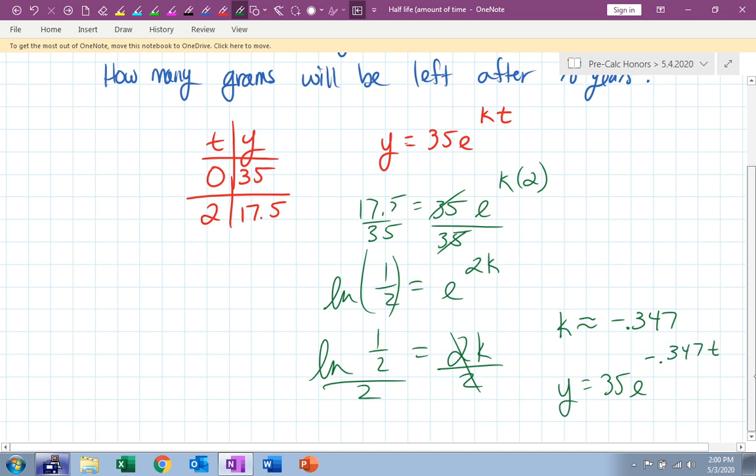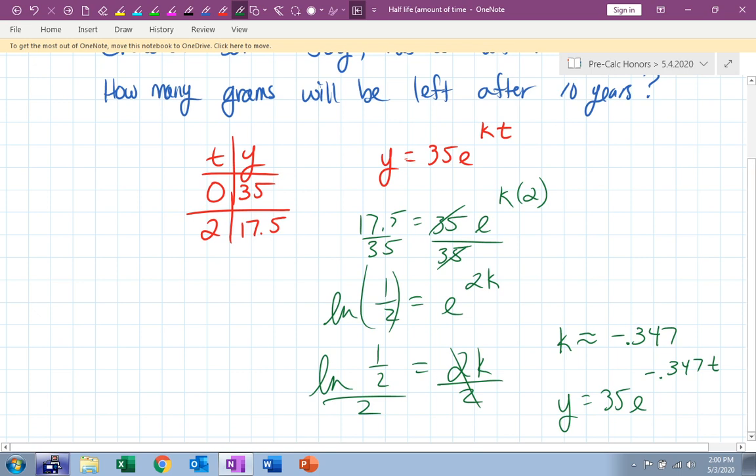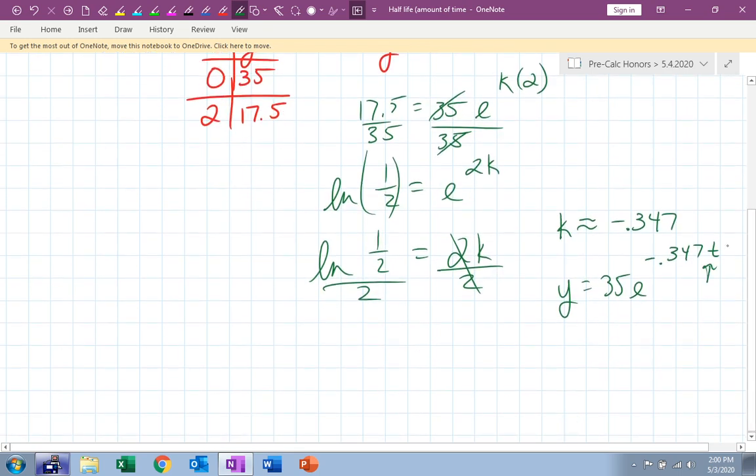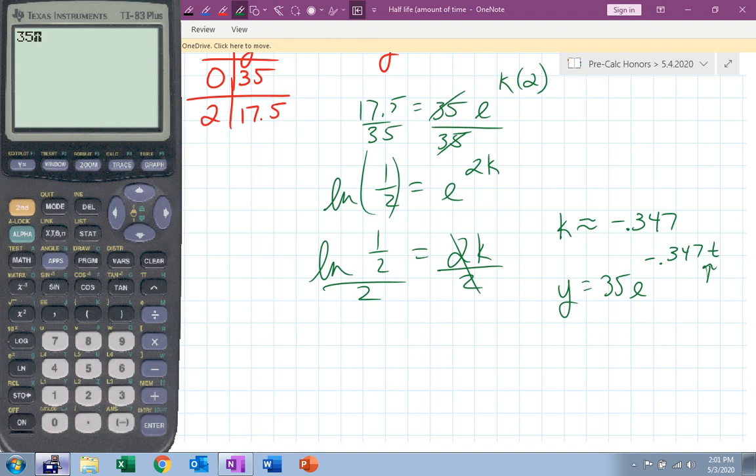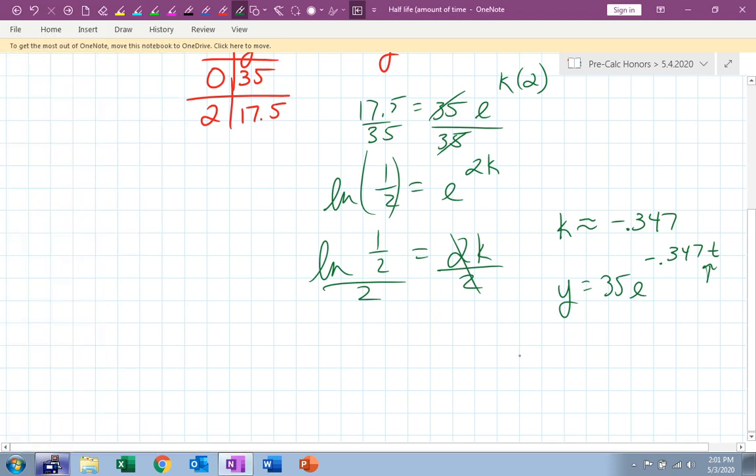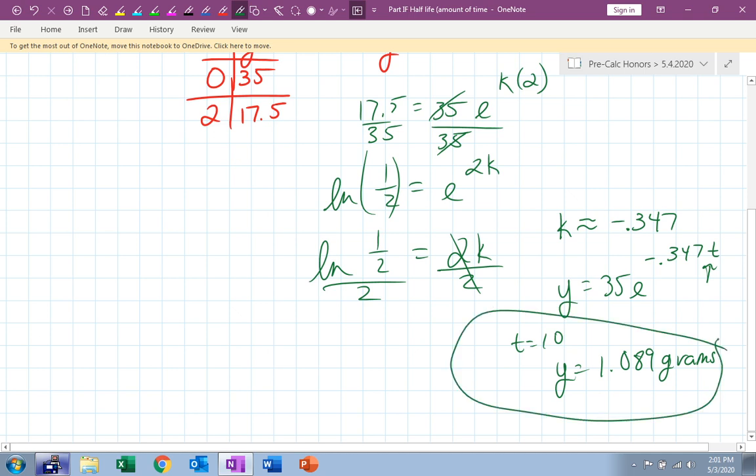And now it wants to know how much is left after 10 years. Well, I'm just going to plug a 10 in there for that t. So 35 e to the negative 0.347 times 10. And it looks like I get 1.089. So if t equals 10, I get y to be 1.089 grams. Cool.